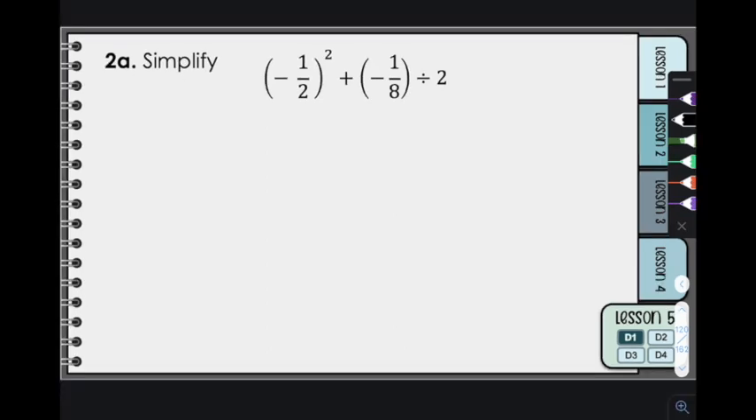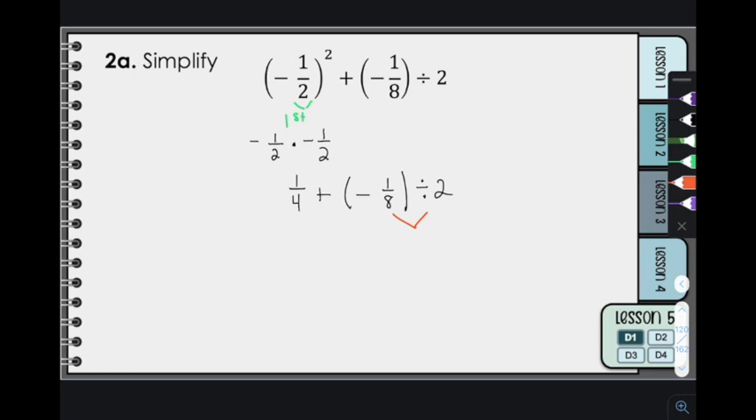Okay, so we're back and we are going to follow our order of operations. This is the first thing that we are going to do because in our parentheses, there's nothing else in there except for the -1/2. There's nothing to actually simplify. So we have -1/2 times -1/2. This is going to give me a positive 1/4. Then we have plus -1/8 divided by 2. So this is going to be our next step.